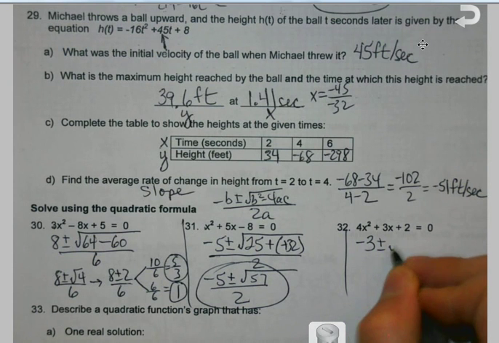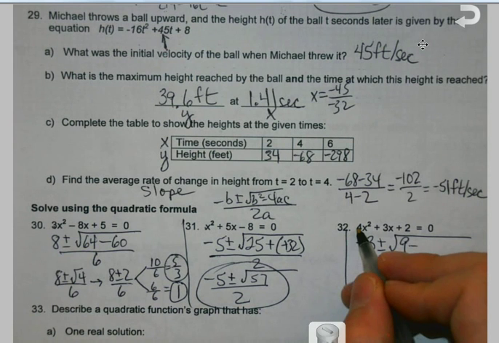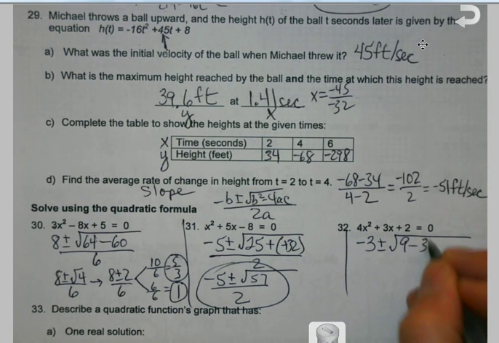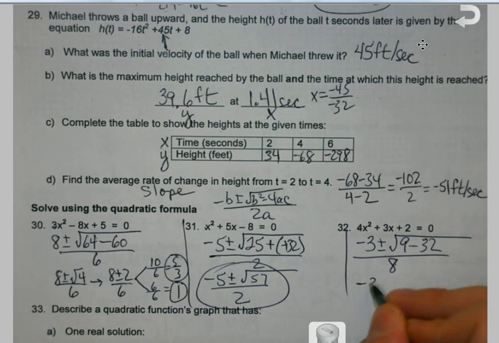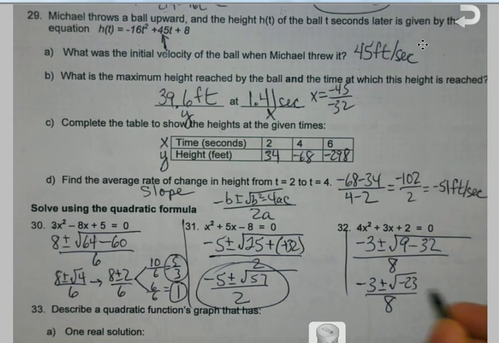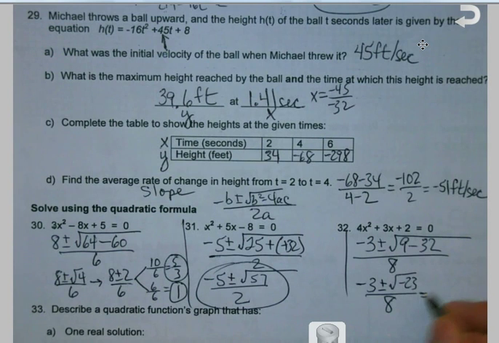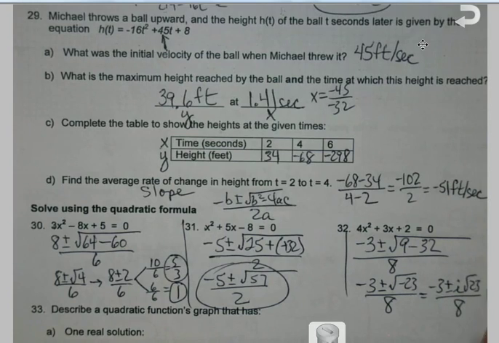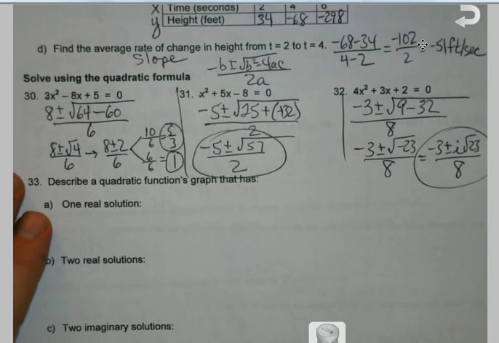Negative b plus or minus square root of b squared minus 4 times 4 is 16 times 2 is 32, all over 2 times 4. Here, my number itself doesn't break down, but an i needs to be taken out. But that's all I can do. Okay. So those are our three situations possible with the quadratic.